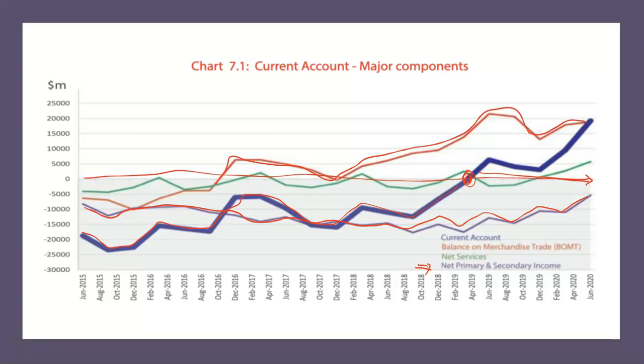by this line, which is our balance on merchandise trade. This is the fact that we are now exporting more goods than importing, particularly since 2016. You can see here, ever since there, we have had a mining boom, and therefore our exports of goods is greater than our imports. And by the time we got to the point of 2019, that more than offset our net primary income deficit.